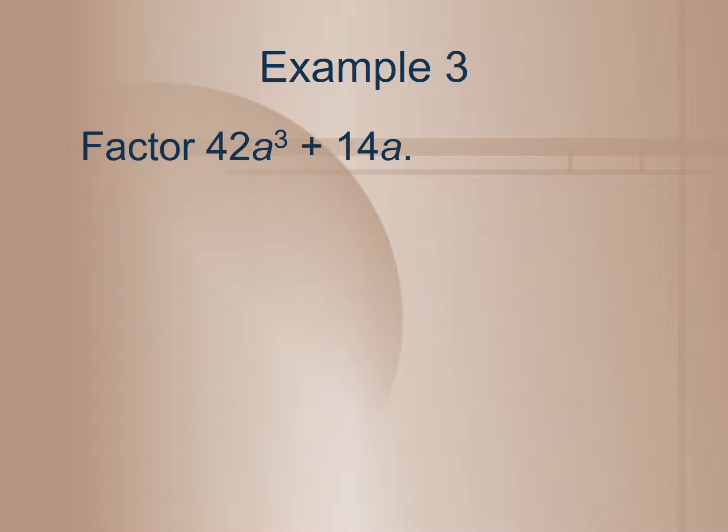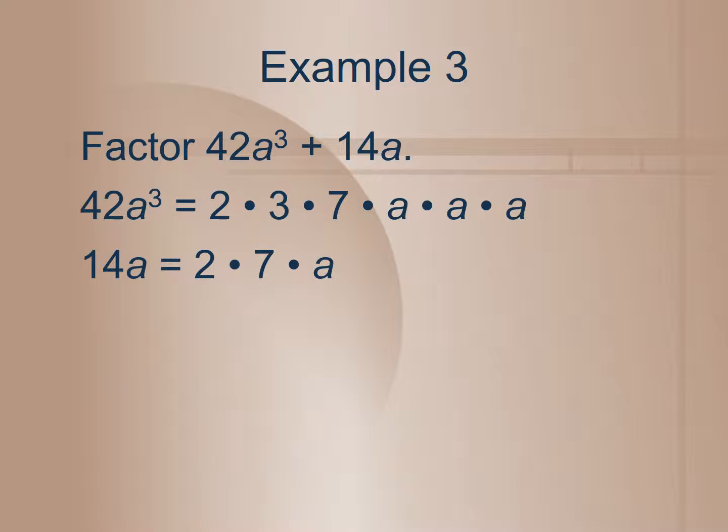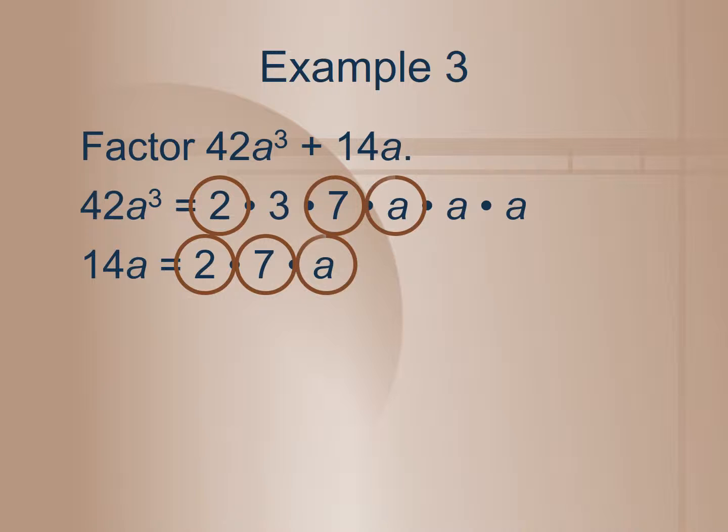Let's factor 42a cubed plus 14a. So step 1 is to identify the greatest common factor. So we're going to rewrite 42a cubed as its factors. So 42 breaks into 2 times 3 times 7, and a cubed is a times a times a. And then 14a breaks down to 2 times 7 times a. Now we're going to identify the common factors. So they have a 2 in common, a 7 in common, and an a in common. So 2 times 7 times a is our greatest common factor, which is 14a.